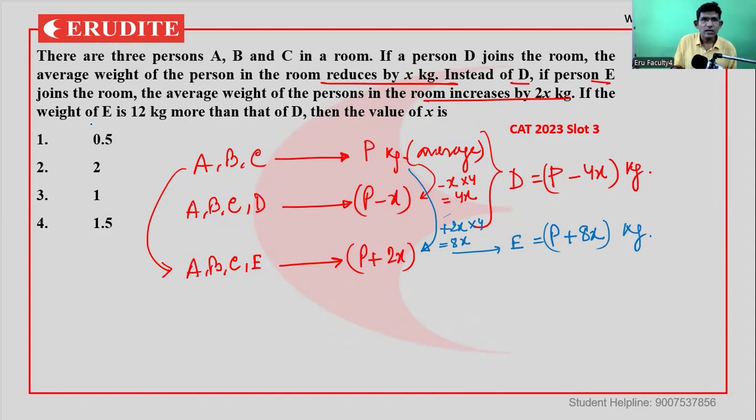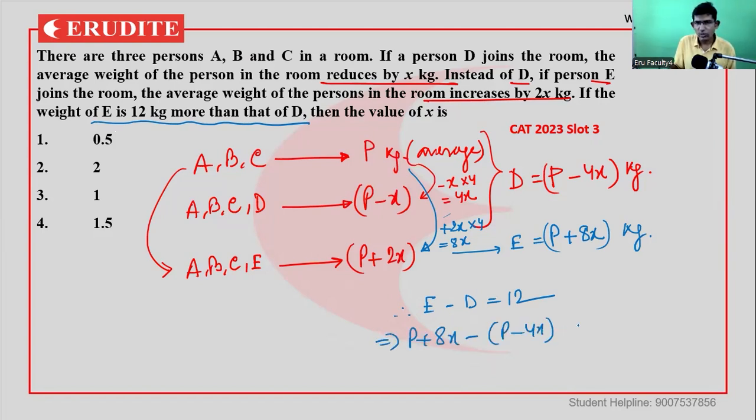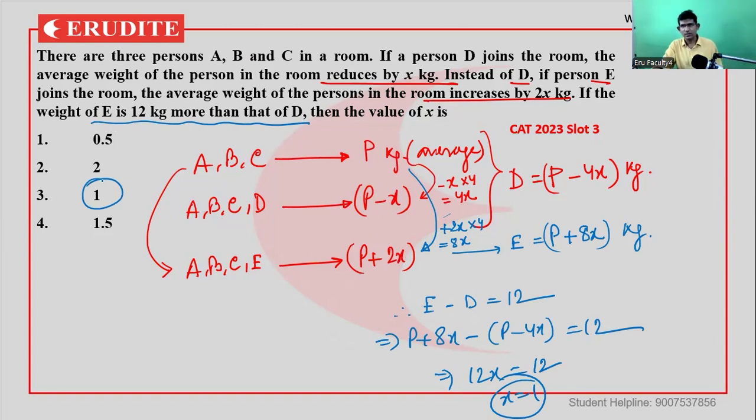Now it says E is 12 kg more than D, that means E minus D equals 12. Now it's simple. P plus 8x minus P minus 4x equals 12, which means 12x equals 12, which is x equals 1. And that's my desired answer. So again, a similar logical application in CAT questions, which makes things very fast and efficient.